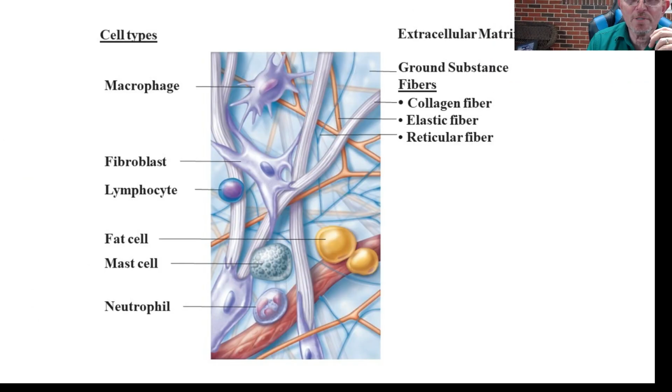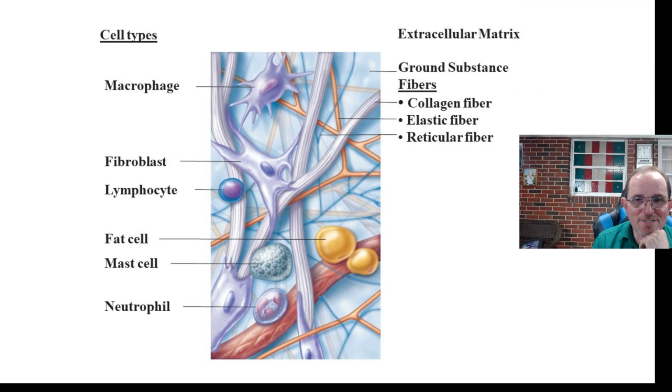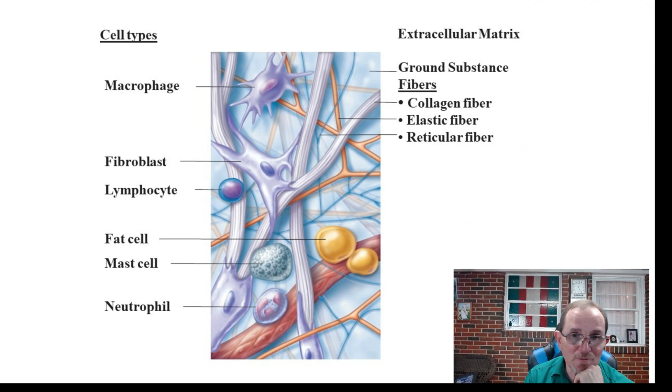Oh, I am in the way. Now, this is supposed to be just a general picture. This is not supposed to be any specific kind, but really it looks a lot like a loose connective tissue called areolar. I'll show you a picture of that. So you see the fiber types. There's the collagen fibers. These are whopping big. The elastic fibers are a little bit smaller, and then the reticular fibers are very small.